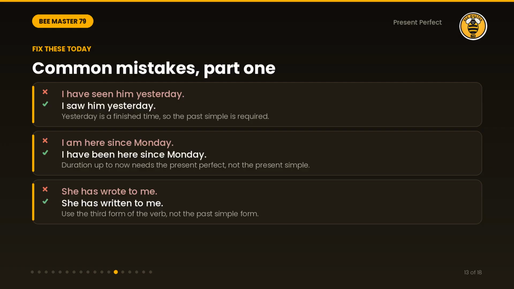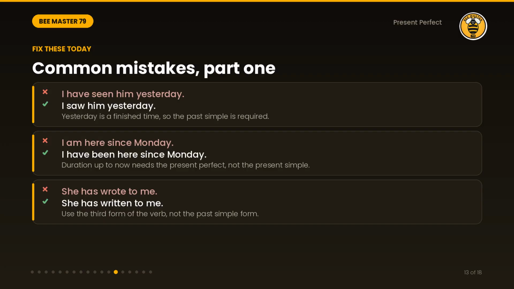Now the mistakes. These 3 are the ones I would fix first. Number 1. I have seen him yesterday. That is wrong, because yesterday is a finished time. The correct sentence is I saw him yesterday. Number 2. I am here since Monday. This one is very common, especially if your first language uses a present tense here. In English, duration up to now needs the present perfect. I have been here since Monday.